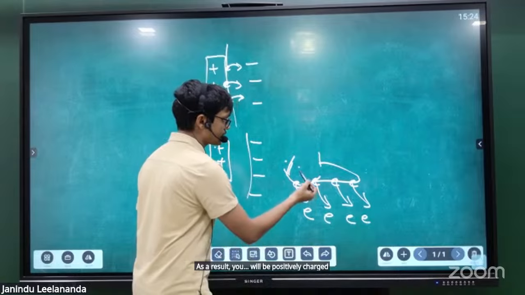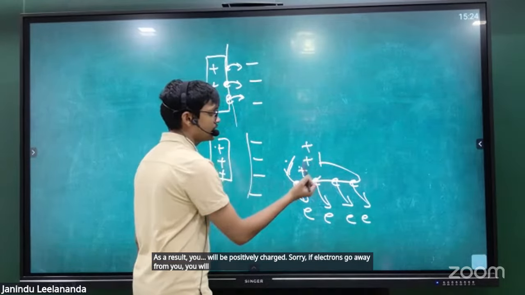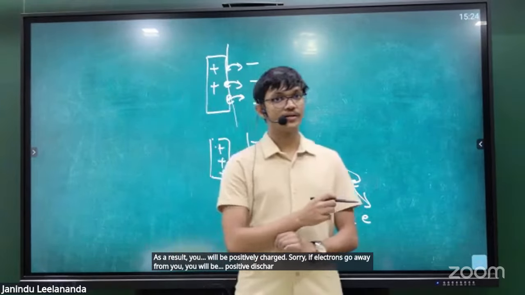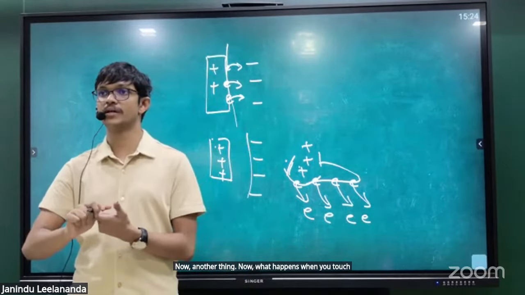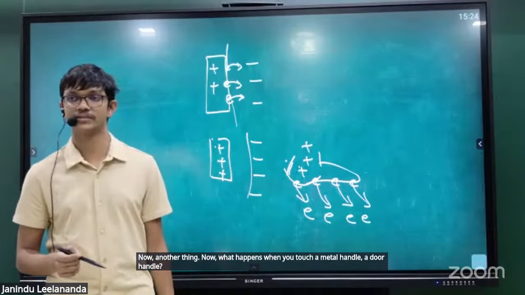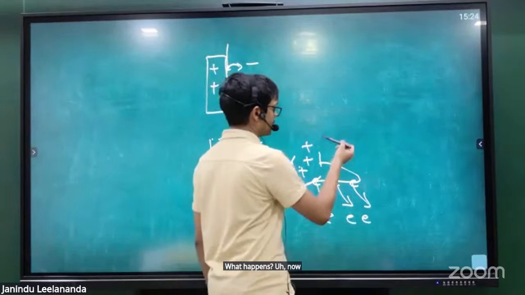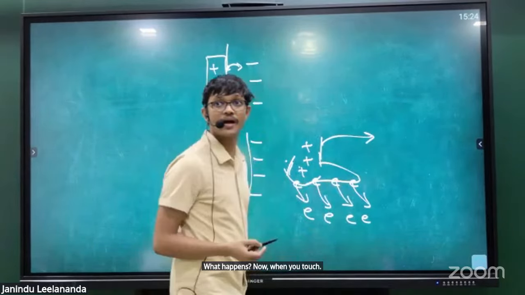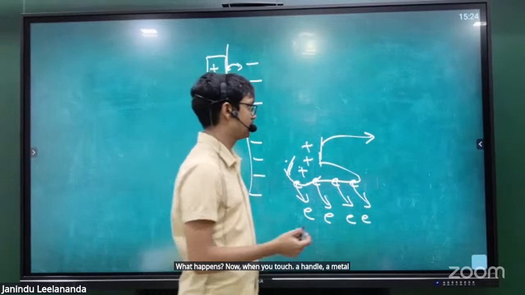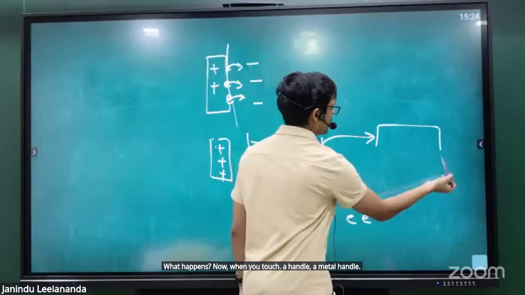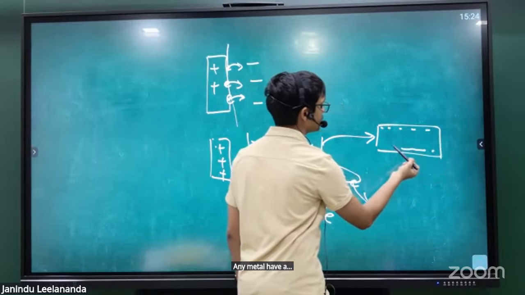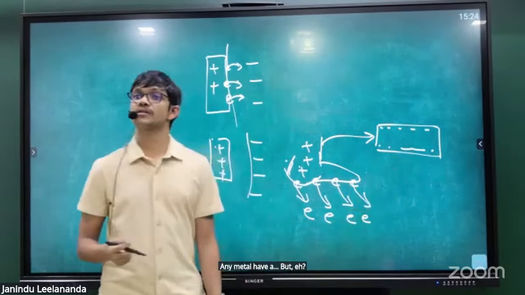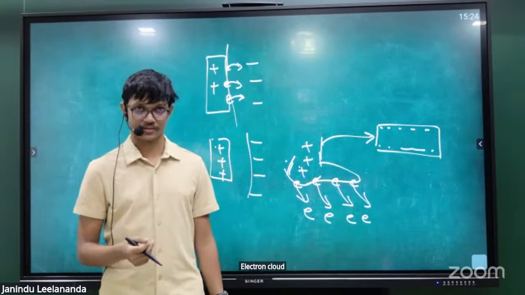Sorry, if electrons go away from you, you will be positively charged. Okay. Now another thing. What happens when you touch a metal handle, a door handle? Any metal has a loosely bound electron cloud, right?